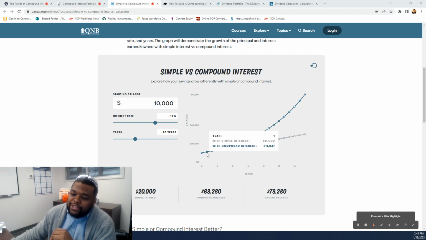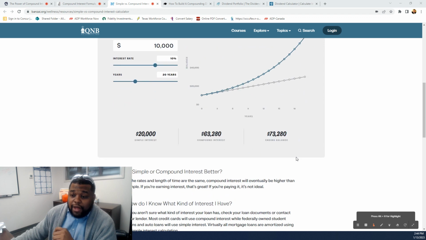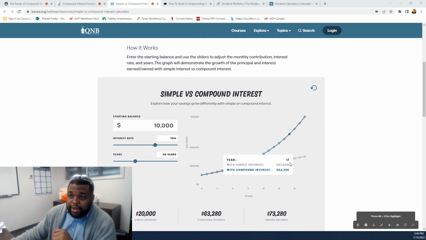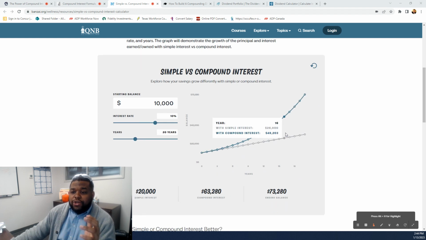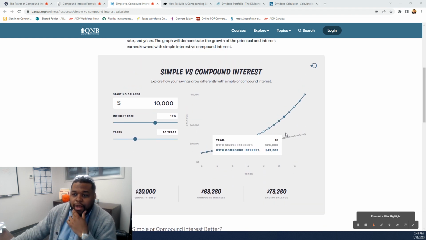So you see, it starts out small, where 10,000 times 10%, added on to the 10,000, starts off small, and then eventually goes parabolic. That's why everybody loves the whole concept of compound interest versus simple interest. So I just wanted to show you guys a quick example on a graph of simple interest versus compound interest.